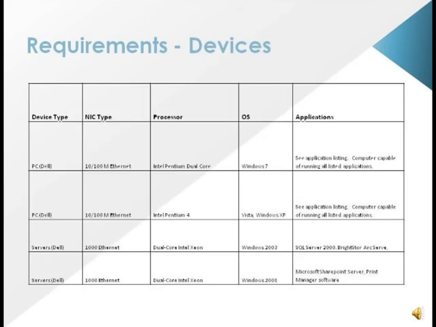On this slide, you can see an overview of the devices used on the CCC network. For example, servers are Dell servers using Windows 2003 or 2008 operating systems. They have dual-core Xeon processors and are equipped with Gig Ethernet network cards.